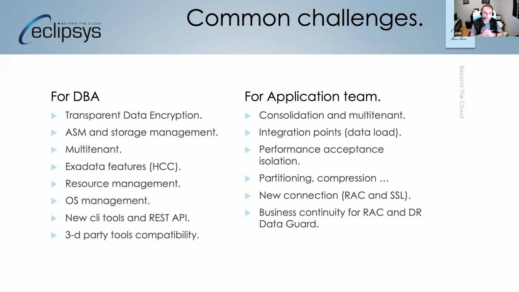For the application team it is consolidation and multitenant. It is a slightly different connection string and integration points. Performance isolation is another challenge for the application team. And again, new features: partitioning, compression, and business continuity with RAC and Data Guard. Those are for the application team to adopt and implement in the code.